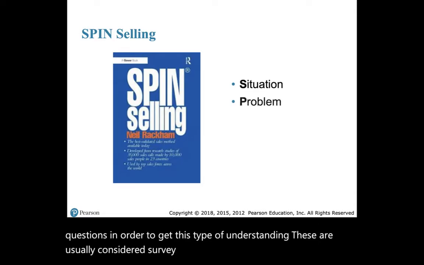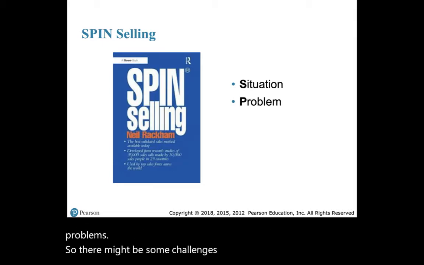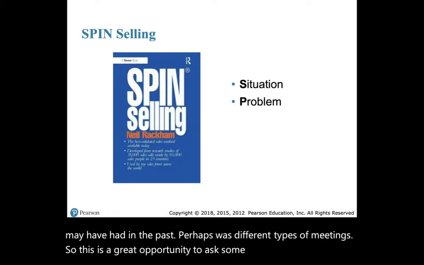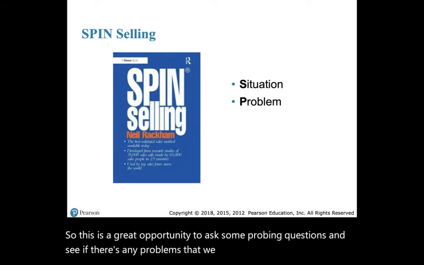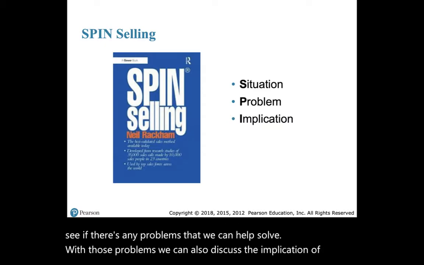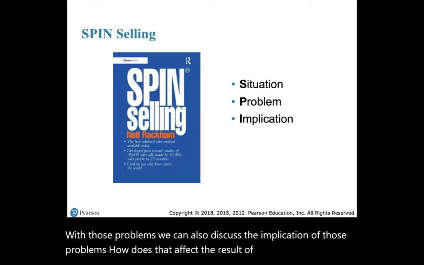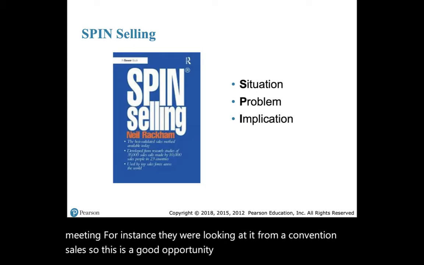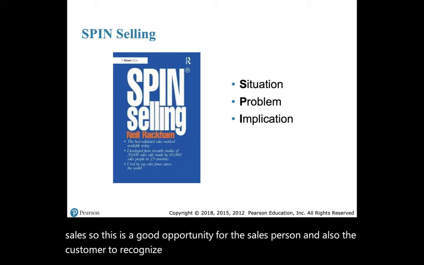Okay. Second is identifying any problems. So there might be some challenges or problems that the customer may have had in the past, perhaps with different types of meetings. So this is a great opportunity to ask some probing questions and see if there's any problems that we can help solve. With those problems, we can also discuss the implication of those problems. How does that affect the result of the success of the meeting, for instance, if we're looking at it from a convention sales perspective? So this is a good opportunity for the salesperson and also the customer to recognize the value of solving this problem.